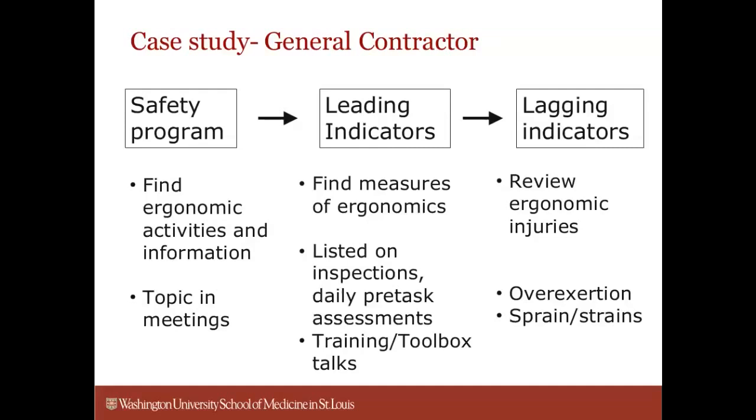And then the lagging indicators, of course, are the injuries, and these would be listed under overexertions or as sprains and strains. So we worked with the general contractor to have him follow through and identify these three areas in their program at the beginning of the project.